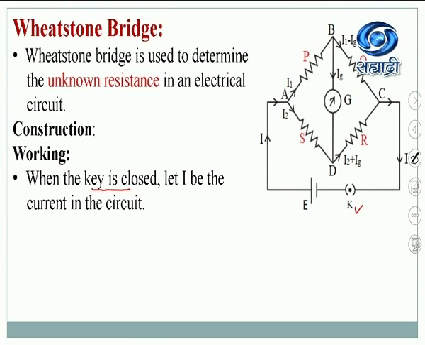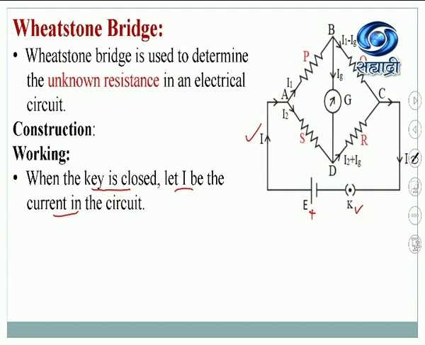Current will flow in the circuit. So let I be the current in the circuit. Where is this current? This is the current I in the circuit. Why is it shown in this direction? Because this is the positive terminal of this battery. So the current I will flow in the circuit.